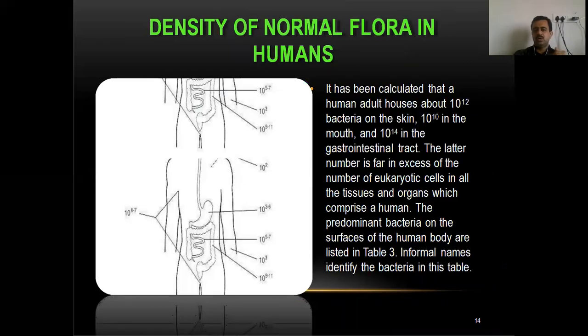It has been calculated that a human adult houses about 10 to the 12 bacteria on the skin, 10 to the 10 in the mouth, and 10 to the 14 in the GI tract. The latter number is far in excess of the number of eukaryotic cells in all the tissues and organs which comprise humans. Predominant bacteria on the surface of the human body are listed here, and the informal names are available in this paper. This means the human body has various different sites where these bacteria reside, and these are normal for our human body. Correct?